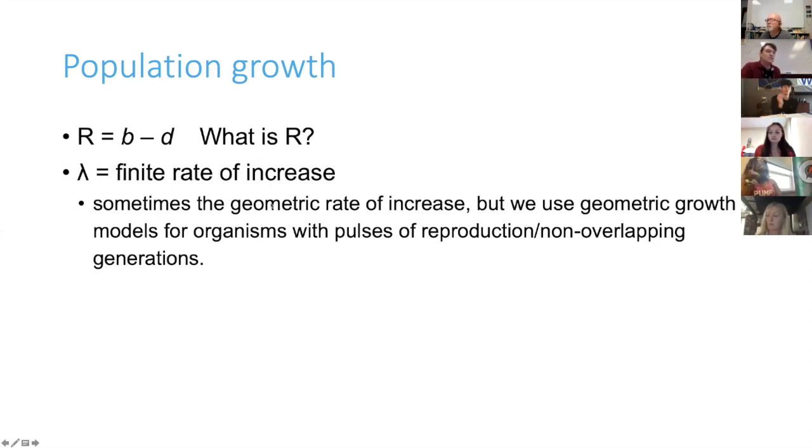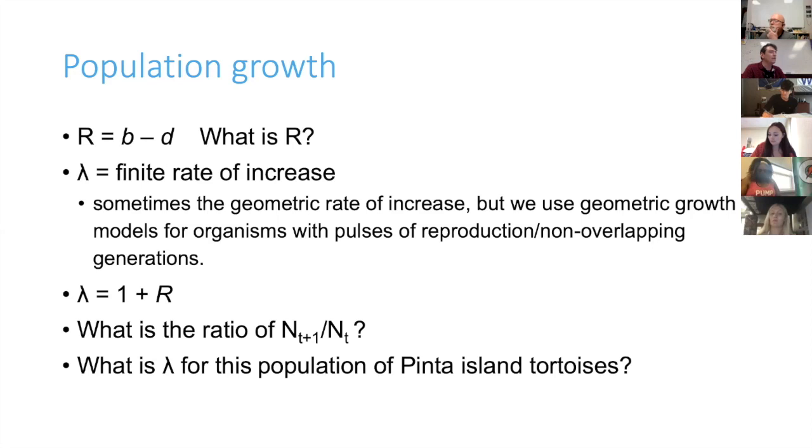Anyway, tortoises don't have pulses of reproduction with non-overlapping generations. Their generations overlap. So we can use a more continuous model, and that's why I'm going to avoid this geometric rate of increase term and instead use this value as the finite rate of increase. Finite meaning we're defining what a time step is, 1 year. Right? We started with 2010, we went to 2011, that's a finite time. So these two things are related through a pretty simple equation. 1 plus r equals the finite rate of increase. So what does that give us for the finite rate of increase value?